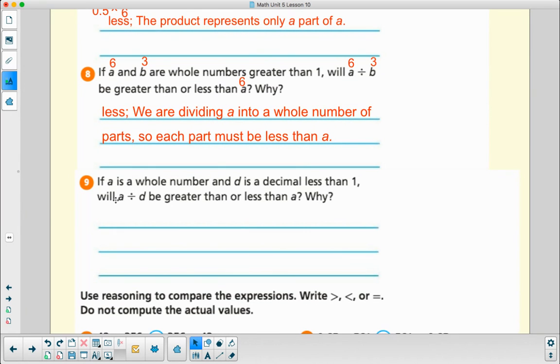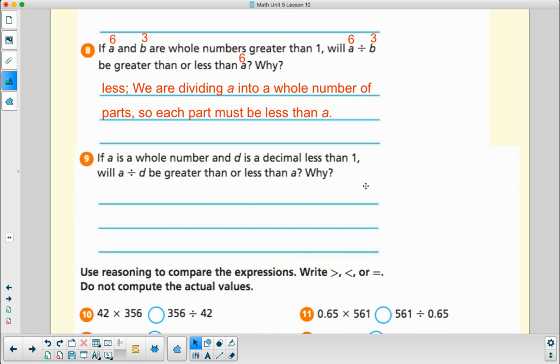Now, but if A is a whole number and D is a decimal less than 1, will A divided by D be greater than or less than A? Why? So take and think about that and then play the video when you're ready.